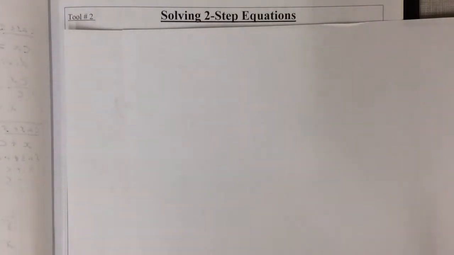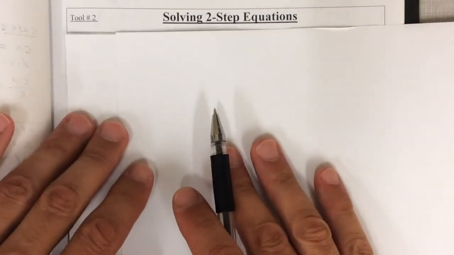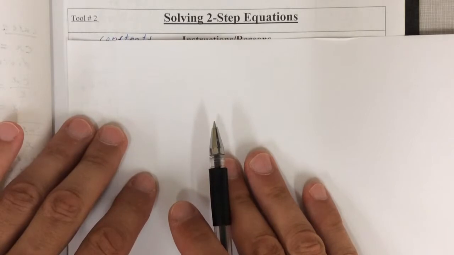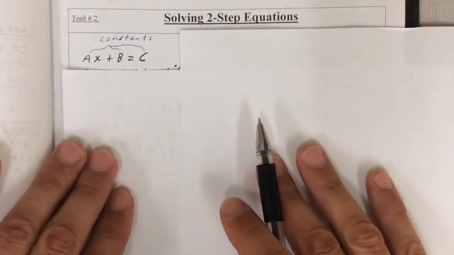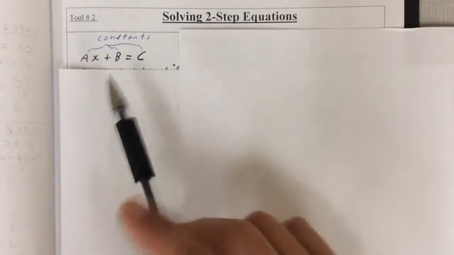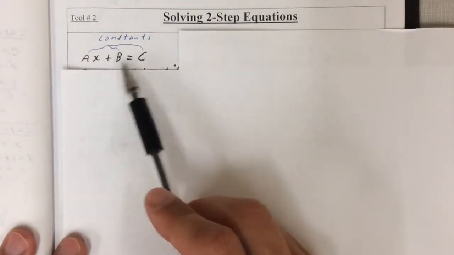All right, now we're going to look at two-step equations. These are equations that require more than one step to solve. Two steps exactly. So here's an example of what we're going to look at: something that looks like this: ax plus b equals c.